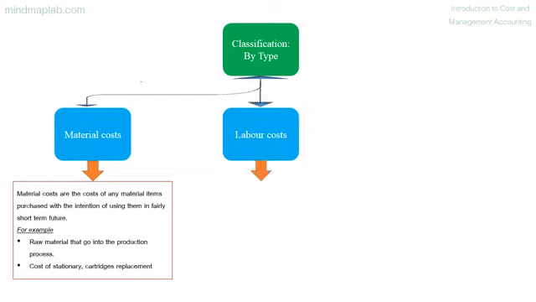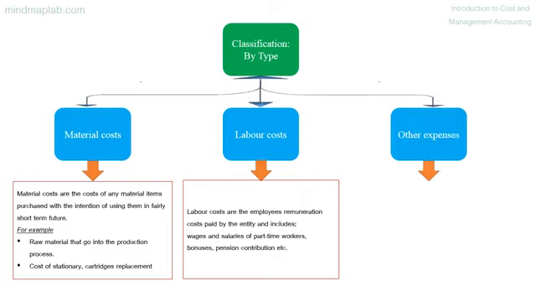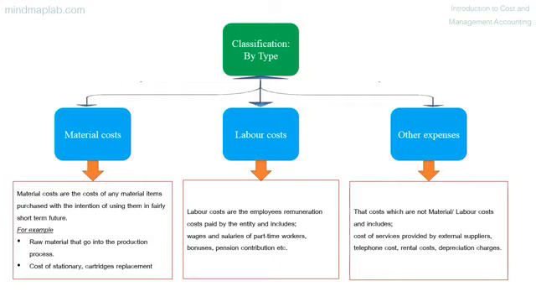Labor costs. Labor costs are the employees' remuneration costs paid by the entity and include wages and salaries of part-time workers, bonuses, pension contributions, etc. Other expenses. These are costs which are not material or labor costs and include cost of services provided by external suppliers, telephone cost, rental costs, depreciation charges.